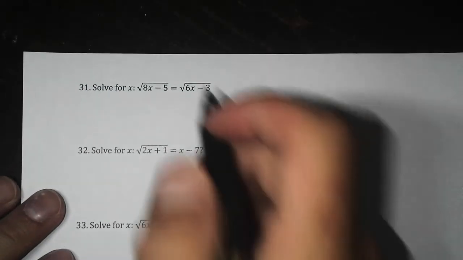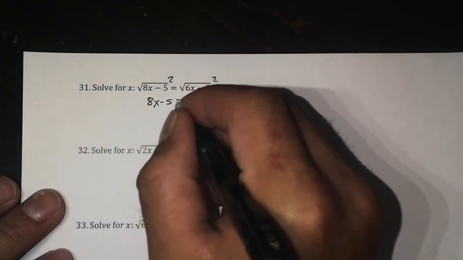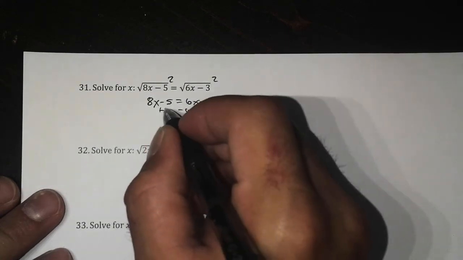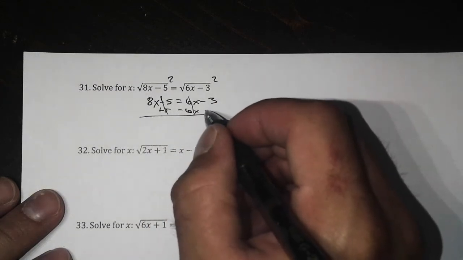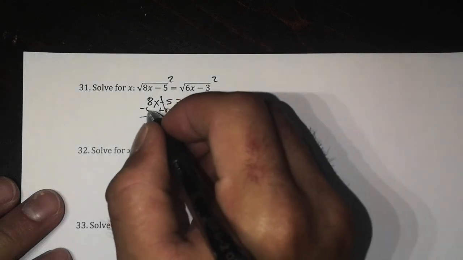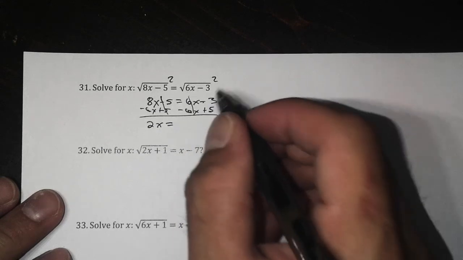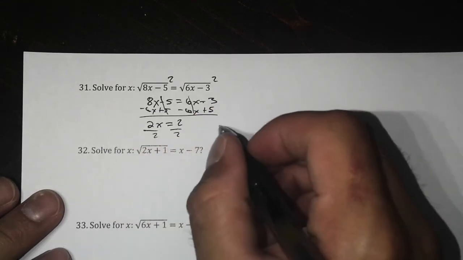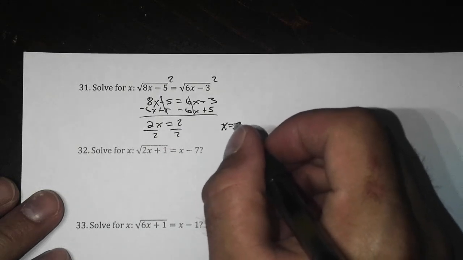Alright, solve for x. So we square both sides. We get 8x minus 5 equals 6x minus 3. Bring over the 6x and bring the 5 over the other way. Those cancel, so it's plus 5 here, minus 6x there. So we get 2x is equal to 5 minus 3, which is 2. X equals 1. This equals 1.